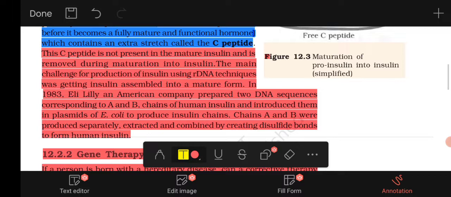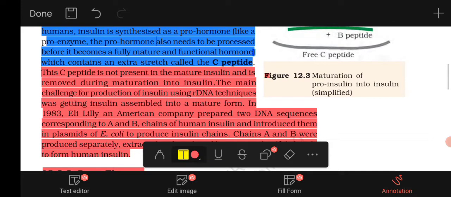And in 1983, Eli Lilly, an American company, prepared two DNA sequences corresponding to chain A and chain B of the human insulin and introduced them in a plasmid of E. coli, that is Escherichia coli bacteria, to produce insulin chains. These A and B chains were produced separately, extracted, and then combined by creating the disulfide linkages to form human insulin.